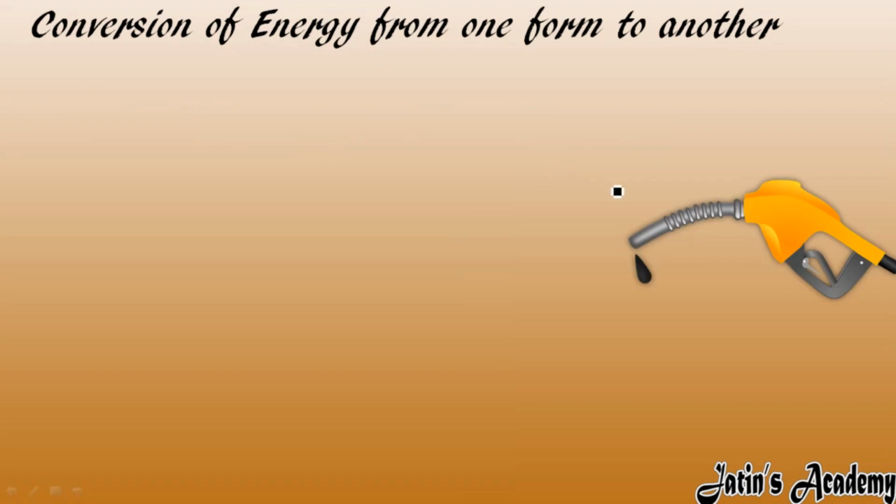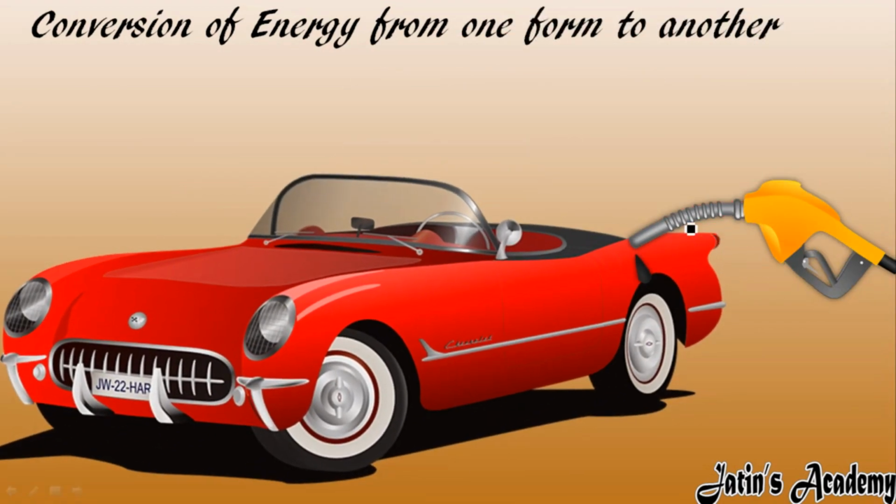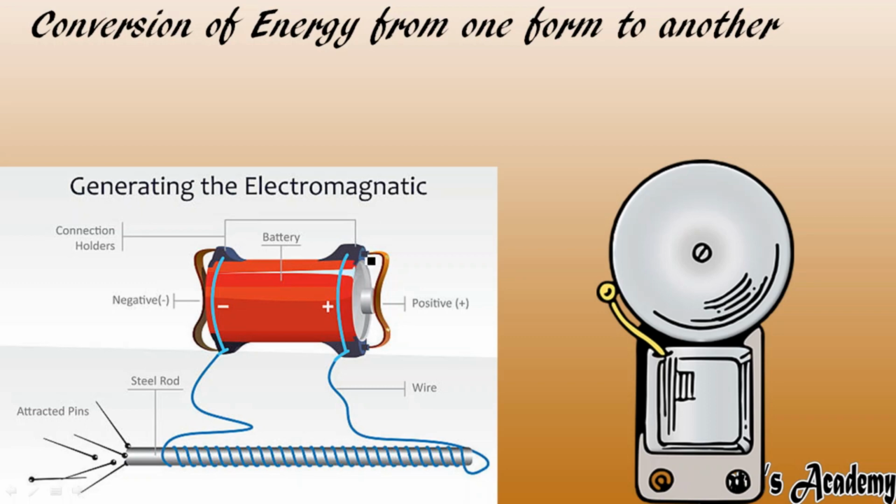Next we have, for example, a car. In the car, which thing are we using? Petrol. So which energy is there in the petrol? Chemical energy. And the car is moving, which is mechanical energy. So here chemical energy is converted into mechanical energy. Next we have a battery, a solenoid or an electric bell. So here we are giving electricity and we are getting a magnetic effect.